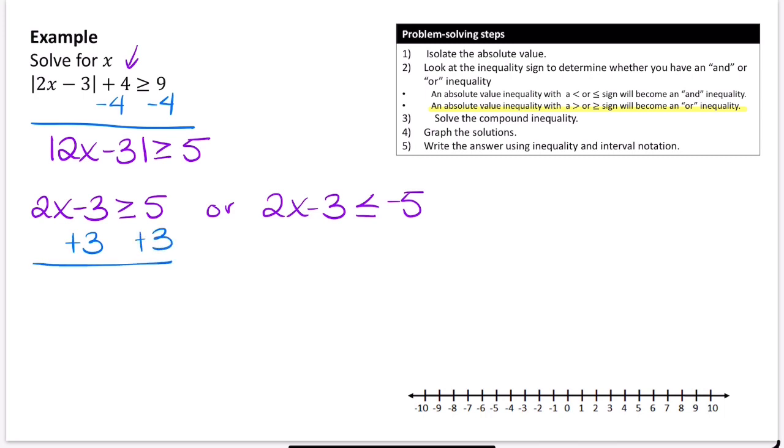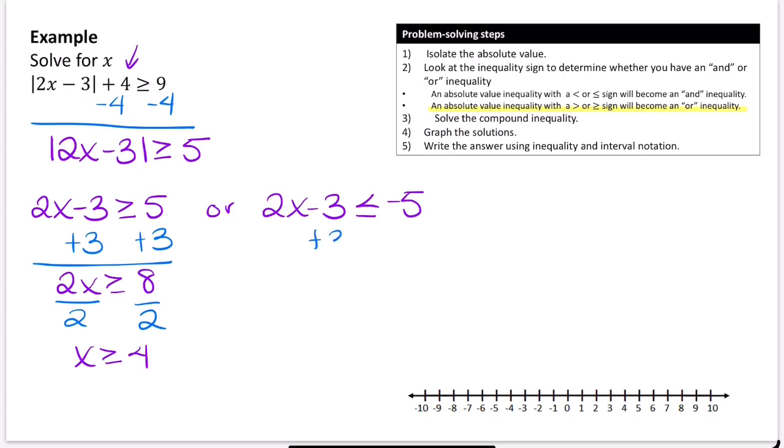And when I add 3 to both sides, I get 2x is greater than or equal to 8. So now to solve for x, I'm going to go ahead and divide by 2. And when I divide by 2, I get x is greater than or equal to 4.